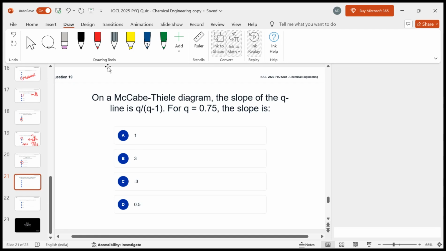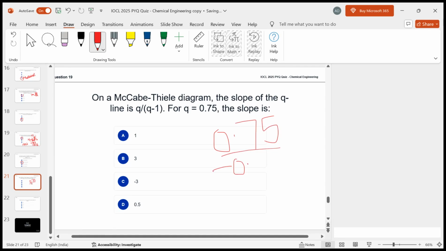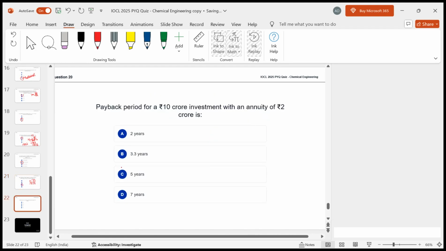In the McCabe-Thiele diagram, the slope of the q line for q equal to 0.75 is? This is one of the easiest questions. Above 0.75, and in the denominator negative of 0.25, this comes out to be -3.